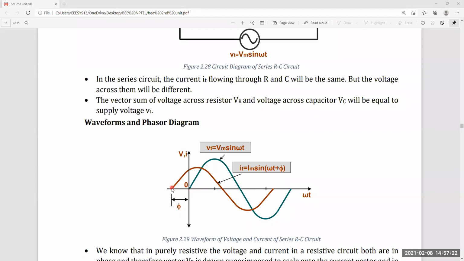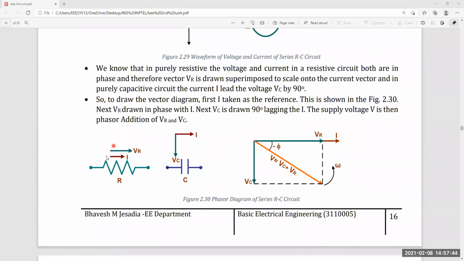Current leading by some angle phi. That's why the current waveform starts before the voltage waveform. The voltage waveform starts here, but the current waveform has already started before it. That's why current leads and voltage lags. That is the concept. Across the resistor, voltage VR and current are in phase. Across the capacitor, voltage VC lags the current by 90 degrees. Otherwise, current leads the voltage by 90 degrees across the capacitor.